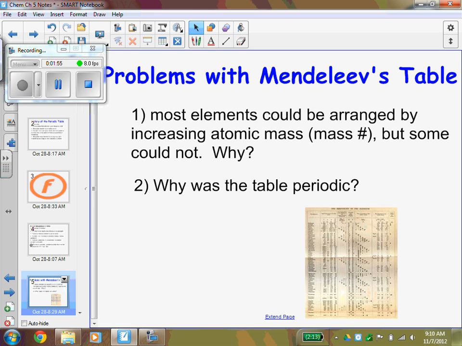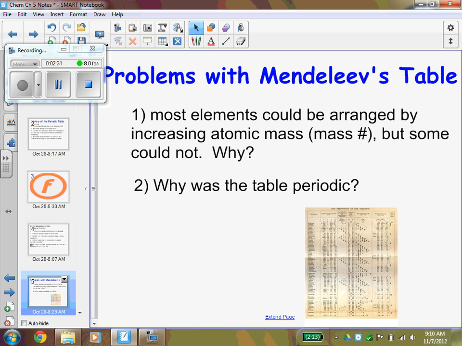Next, the problem with his tables was there were two problems. The first is that he arranged his table by increasing atomic mass or increasing mass number, but some elements could not be arranged or were kind of out of place, which he noticed. One of the classic examples is element 52 and 53, tellurium and iodine. He had them switched, and he knew that iodine should probably be switched with tellurium, but he couldn't explain why that was the way it was.